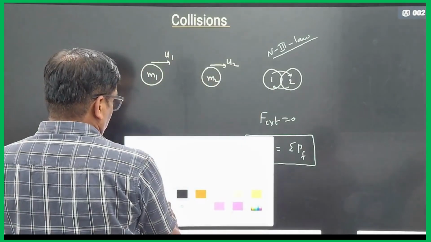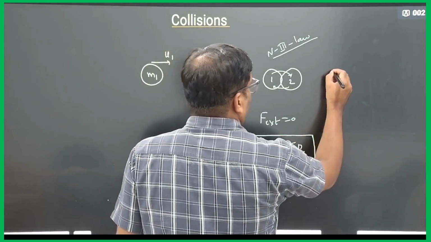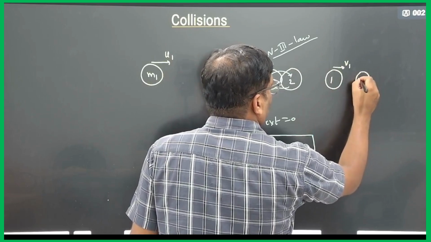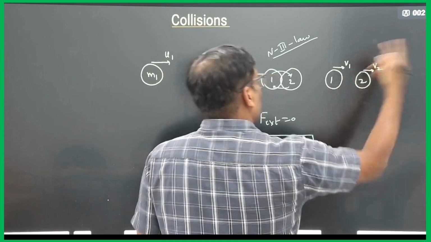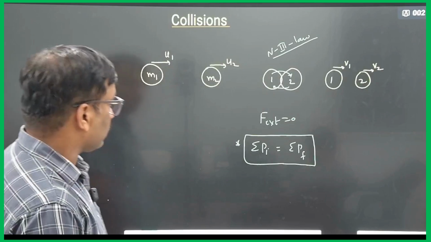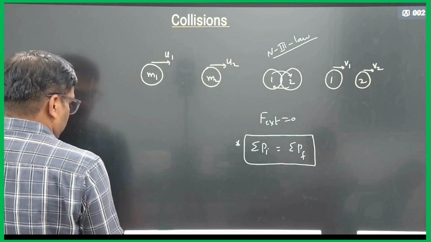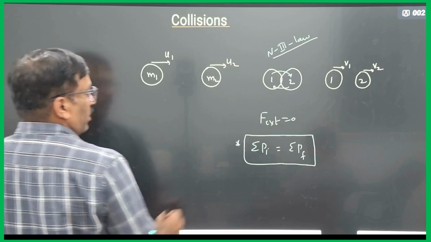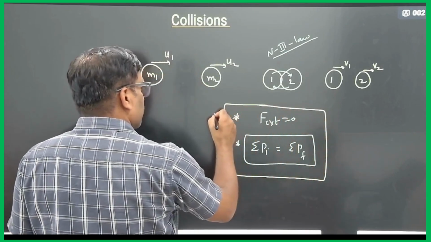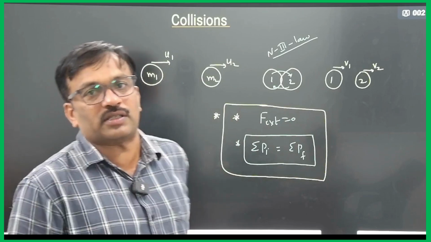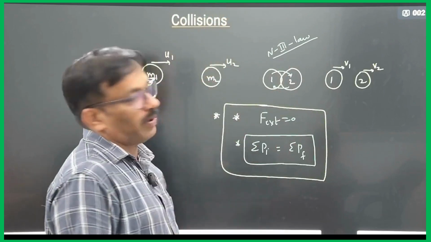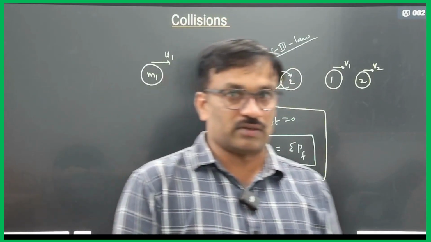So after collision, what will happen? As I already told, the first ball will slow down and go with a speed v1, and the other ball will go with a greater speed, so it will move out of this. You understand? In this way collisions take place. One more important point: in any type of collision, whatever the different types of collisions we study, conservation of momentum takes place. Compulsorily, this formula is applicable for any type of collision.